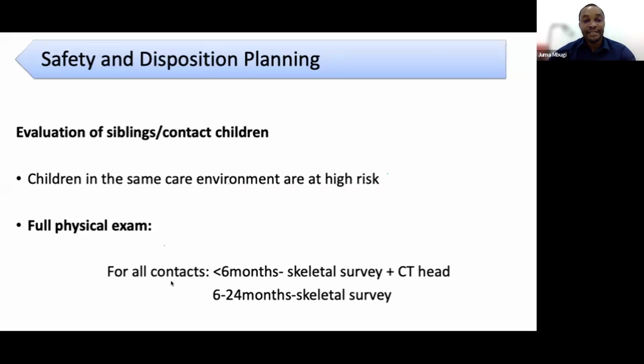And it's recommended that we do a full physical examination of these siblings, especially those less than 6 months. You also go ahead doing the skeletal survey and the CT head. So it doesn't matter whether they are symptomatic or asymptomatic. You do the skeletal survey and the CT head, even if they are asymptomatic. And for age 6 to 24 months, you only do the skeletal survey.